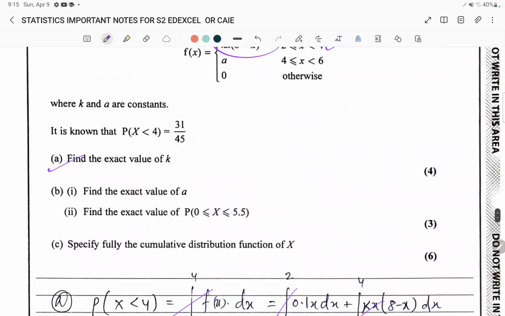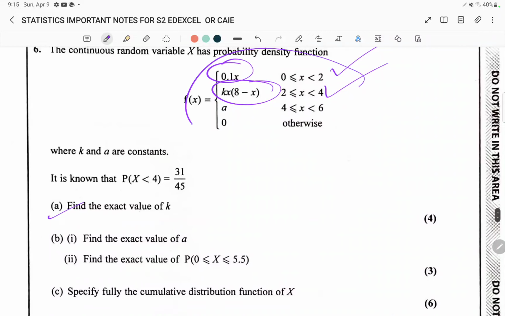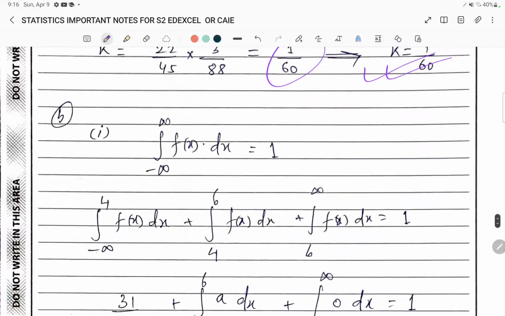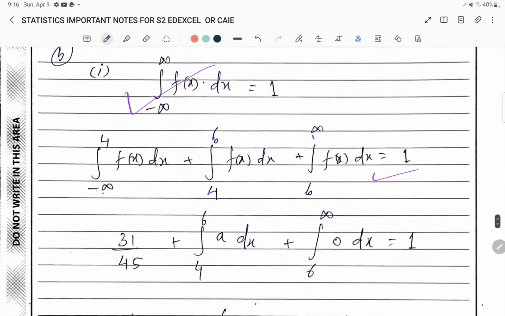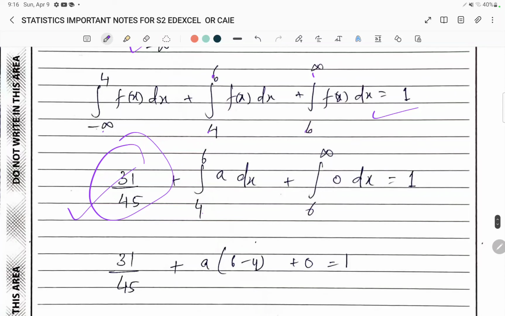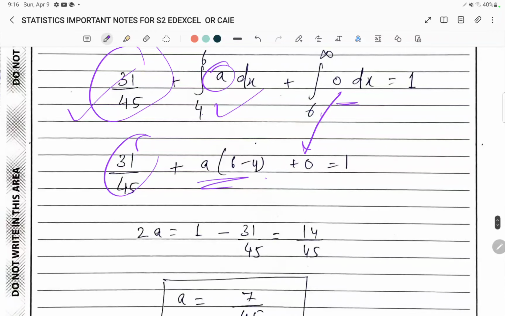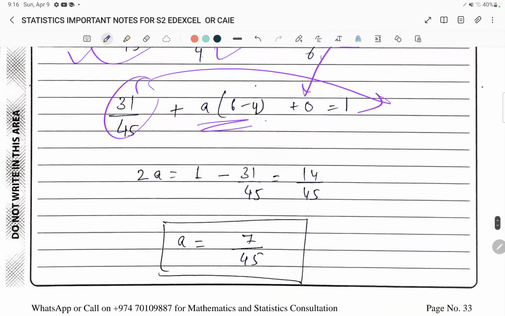Now B part says here, find the exact value of a and find the exact value of 0 to 5.5. So when you integrate minus infinity to infinity, then answer is 1. So we have to use that concept here. Minus infinity to infinity f(x) is 1. So minus infinity to 4, 4 to 6, 6 to infinity, that is 1. So here minus infinity to 4, already we got 31/45. 4 to 6 f(x) is a, so a will be there, and 6 to infinity, that is 0. So here a is constant, 6 minus 4, and this part is 0 here already. Now this is 2a, and just take the right side, 1 minus this, 14/45, divide by 2, 7/45.